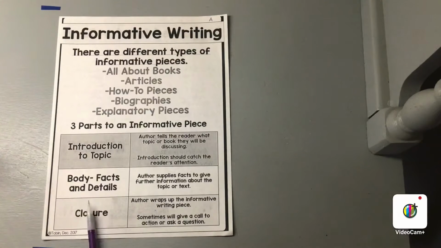The next part is the body. Just like we had in our narrative writing, we have the intro and then the body. The body is the biggest part. It's right there in the middle, and that supplies us with facts and details about what we're supposed to be reading. So the author supplies facts to give further information about the topic or text. So if we were talking about how a machine is being built, maybe how they build cars in a factory, at this point, the author would tell you what type of materials they use or how many people it takes to run the machines and different things like that. They're giving us all of those facts during this part.